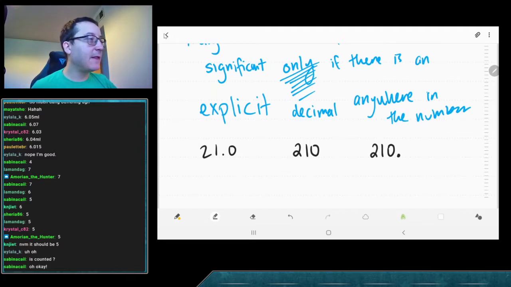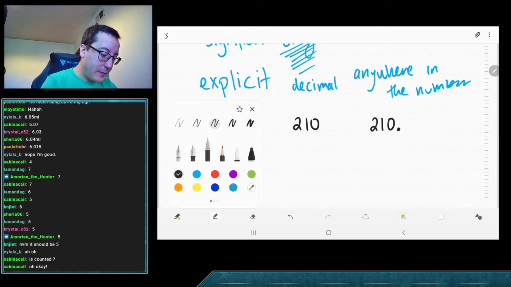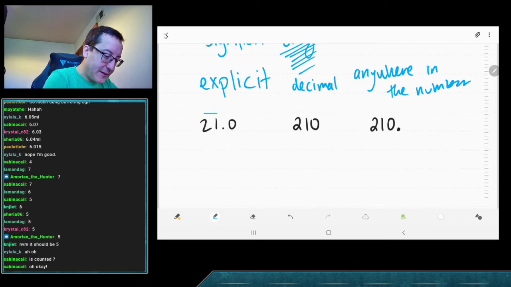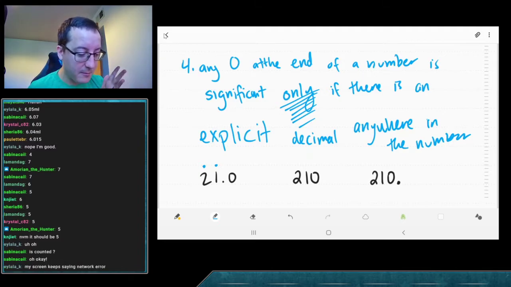Let's take a look at these three numbers here. So, of course, for this first number, yes, 2 and 1 count because they're 1 through 9. We want to see, okay, a 0 at the end of the number will be significant if there is a decimal anywhere in the number.